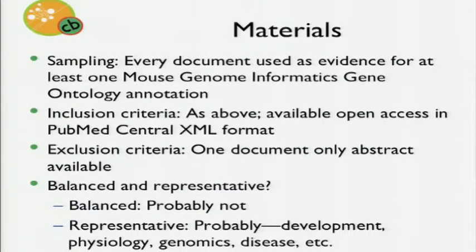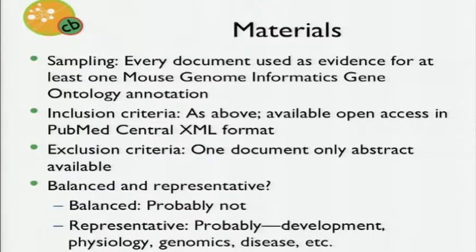So the materials that we used, the way that we sampled the full text document collections out there, is that every document that we selected was used as evidence for at least one mouse genome informatics gene ontology or mammalian phenotype ontology annotation. So first of all, it had to have been used by MGI. Second of all, it had to be available in open access in the PubMed Central XML format. So this is an XML format that PubMed Central makes available for distributing their documents. It's very clear how to parse it, how to find sections, and so on.